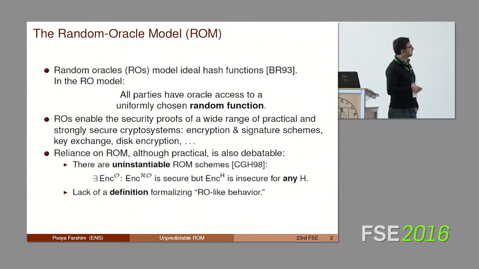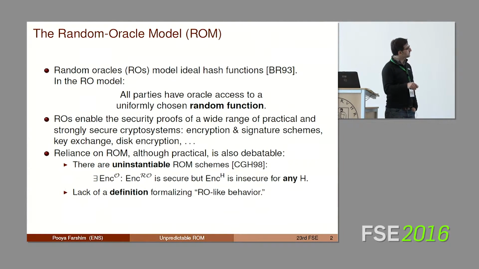And this is because of a result of Canetti, Goldreich, and Halevi from '98, showing that there are uninstantiable random oracle model schemes. So what does that mean? That means that I can have an encryption scheme ENC with access to some oracle, such that ENC, when run with a random oracle, is secure. But when I run ENC with a hash function, it becomes insecure for any hash function.